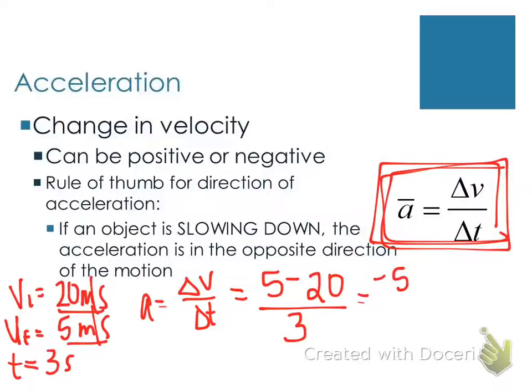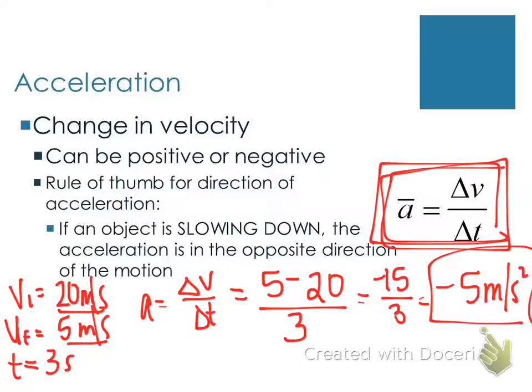So that gives me negative 15 over 3, which gives me negative 5 meters per second squared. Yep, meters per second squared. Very good. Okay, so my acceleration is negative 5. My velocities were both positive. Does that match our rule of thumb? Yeah, because we were slowing down.